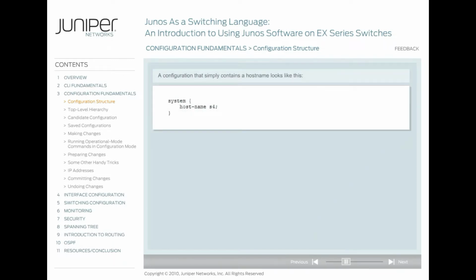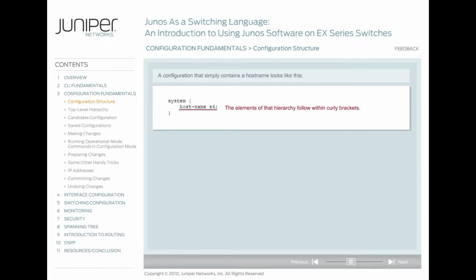For example, a configuration that simply contains a host name looks like this. In this example, you see that the system hierarchy is identified. Then, the elements of that hierarchy follow within curly brackets. In this case, the only element is a host name.